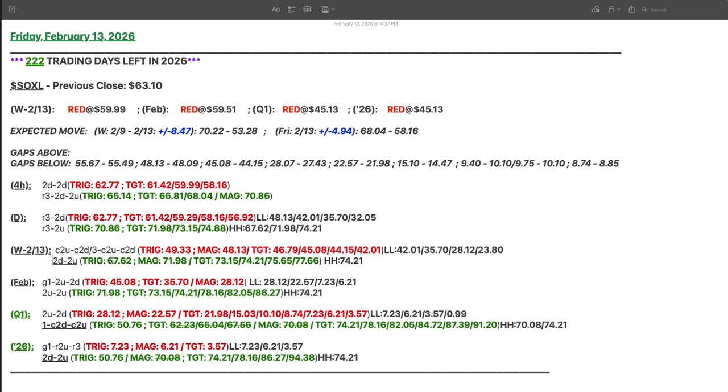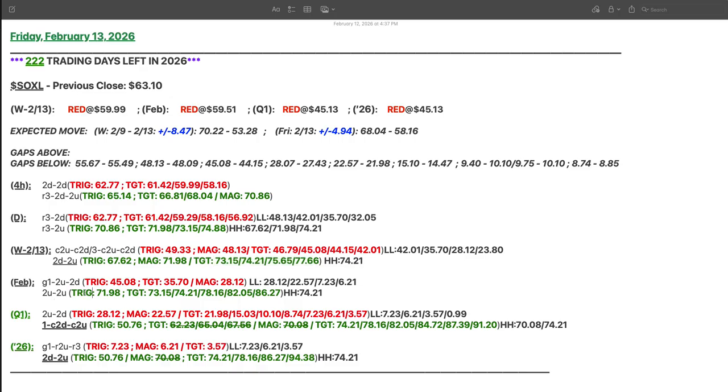But yeah, we've got the 2 down, 2 up that triggered. Didn't quite reach magnitude, but if we are going to continue it to the upside tomorrow, that would be the magnitude for the move on the week, right? If we do reach that and continue higher, those are your extended targets.